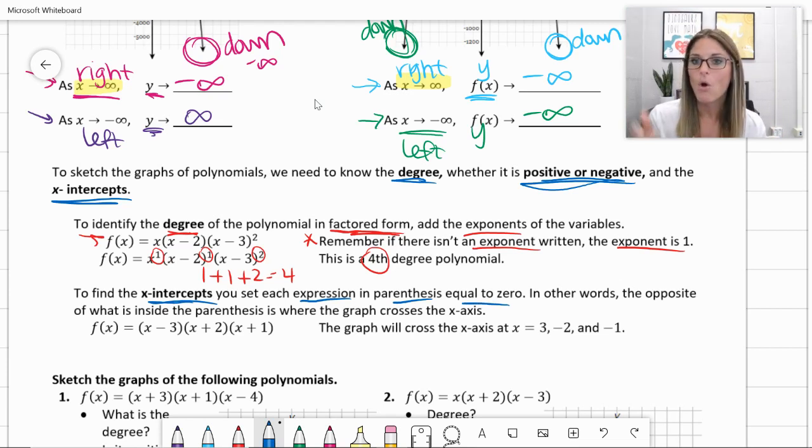To find your x-intercepts in this factored form, you'll set each expression in the parentheses equal to 0 and solve, or you could also just pull the opposite value of what you see in your parentheses. Let me show you on this first one.